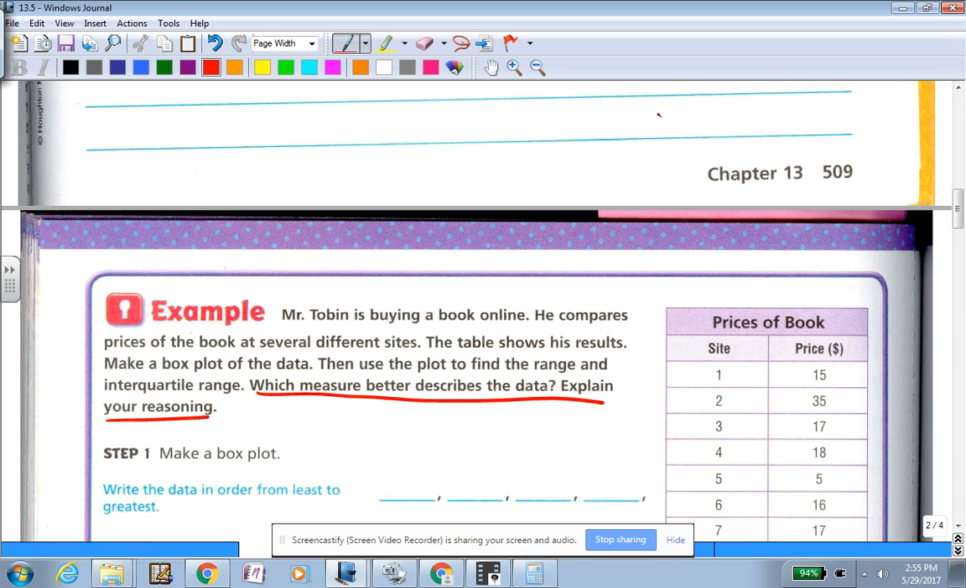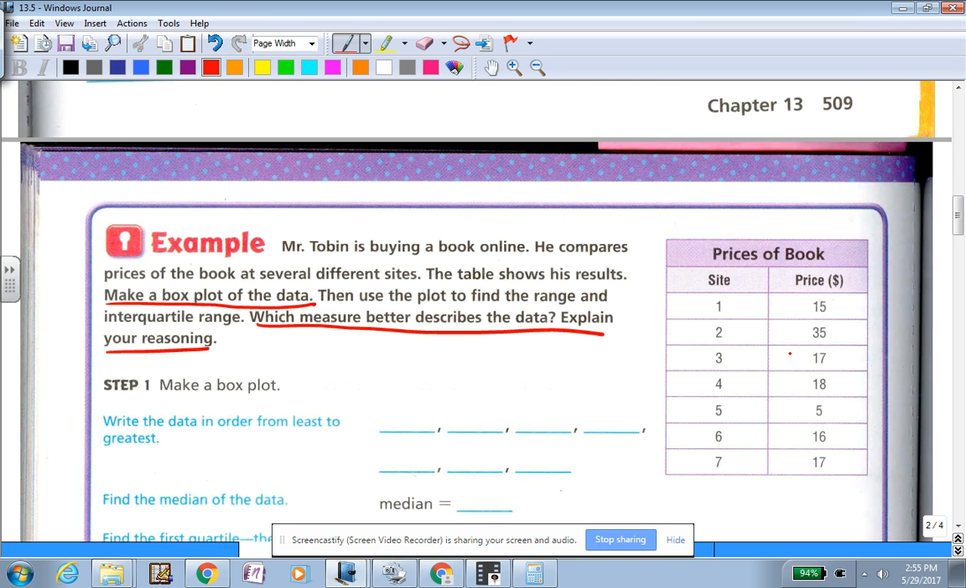So today, again, a lot of our focus is choosing the appropriate measure of center and variability given a scenario. Should we use the mean, median, or mode, or should we use the range or interquartile range? Now, we obviously also need to make a box plot. So we want to underline what the question is asking us. We don't have any key facts other than this table. And then we need to emphasize that we have to explain our reasoning.